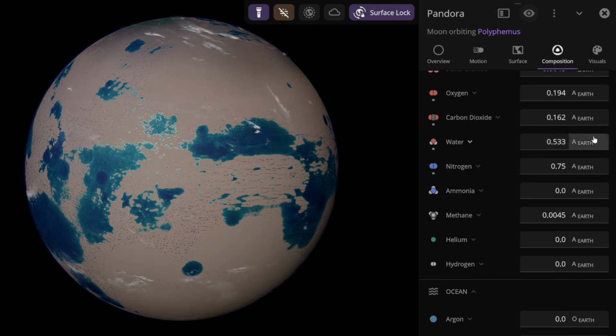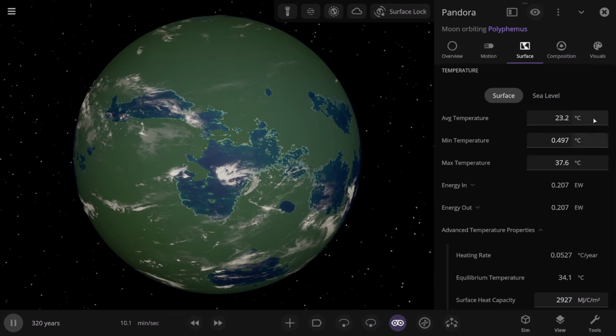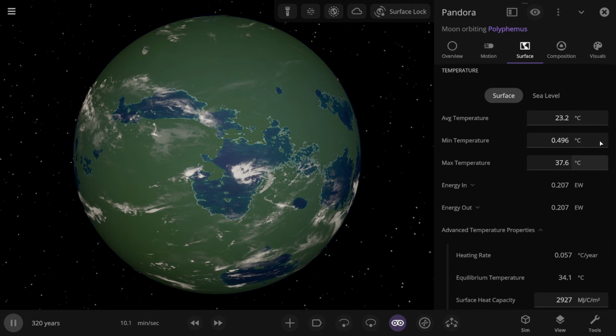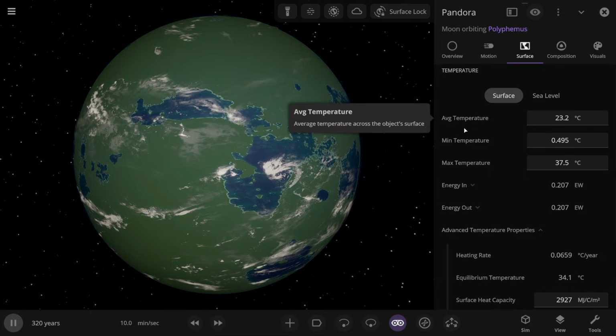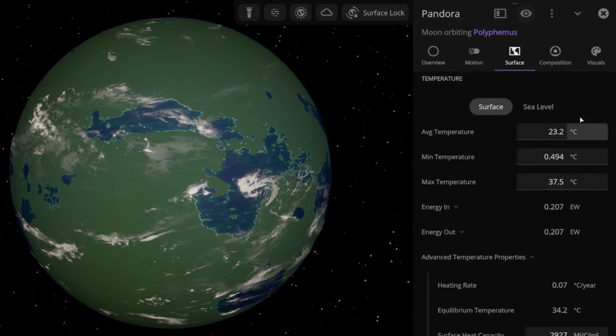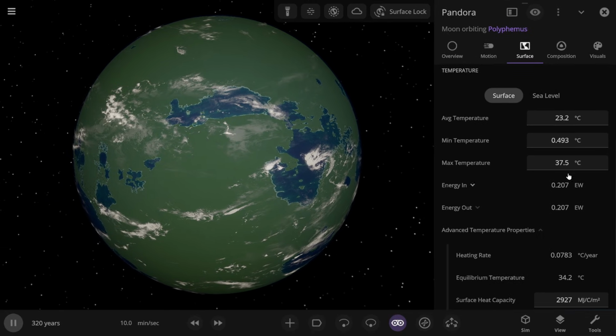And now I see a lot of water from the atmosphere is starting to fall back into the ocean. I increase the average albedo a bit more and reduce the greenhouse effect, and finally I managed to get normal values. On Pandora, the average temperature is around 20-something degrees Celsius, and here I have 23-something degrees. Basically, the temperature is normal.